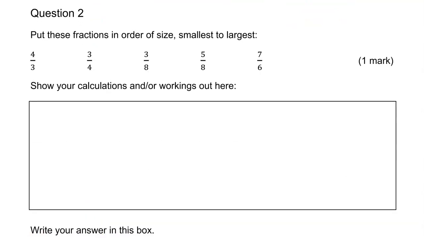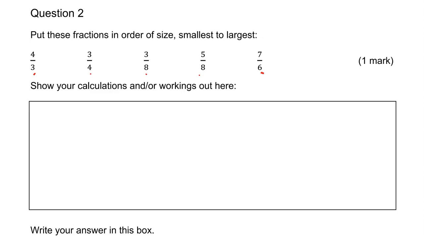Put these fractions in order of size, smallest to largest. Show your calculations and the workings out here. So we've got 4/3, 3/4, 3/8, 5/8 and 7/6. Now looking at them in detail, we can see that this is an improper fraction and this is an improper fraction. The rest of them are not. So this means that these will be the largest fractions because they are greater than 1. So we need to first focus on these other 3.